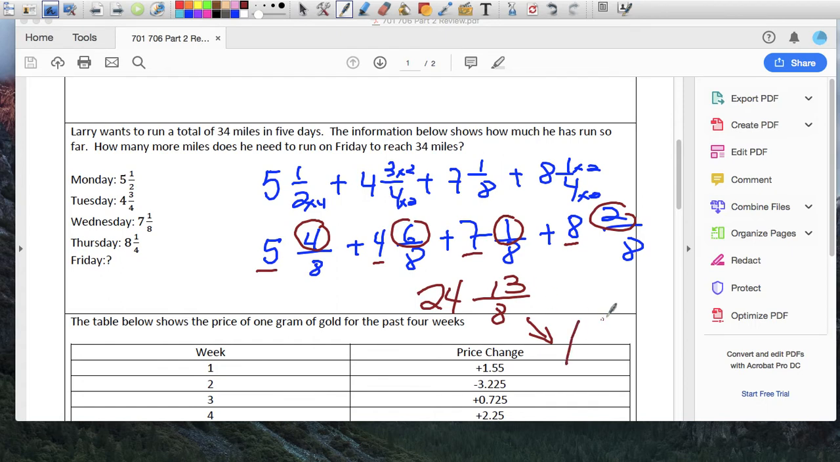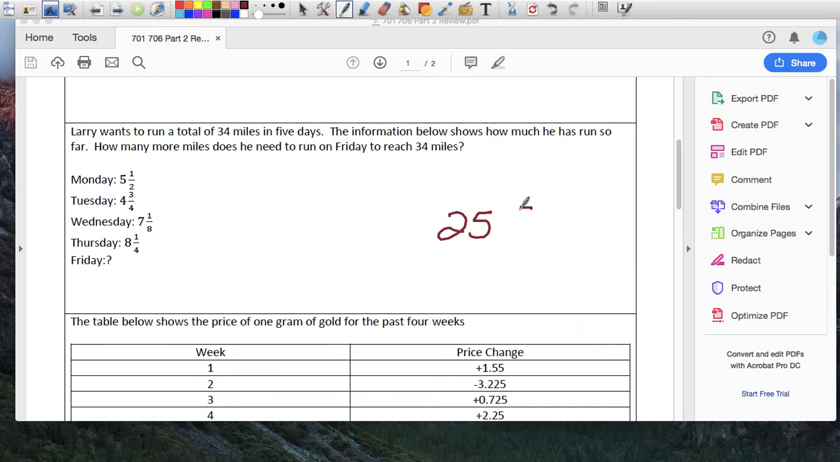8 goes into 13 one time, 5 left over, 8 at the bottom. Now you notice that I have 2 whole numbers, a 24 and a 1. I can add those two and make it 25 and 5 over 8. So that's how much he has run so far. Now, to find out how much more he needs to run on Friday, I do 34, which is what he needs to run, and subtract what he has already run. So I'm going to erase this 25 and 5/8. Remember that number. 25 and 5/8, I'm going to write it like this. So this is how much he ran, and I'm going to subtract, right?